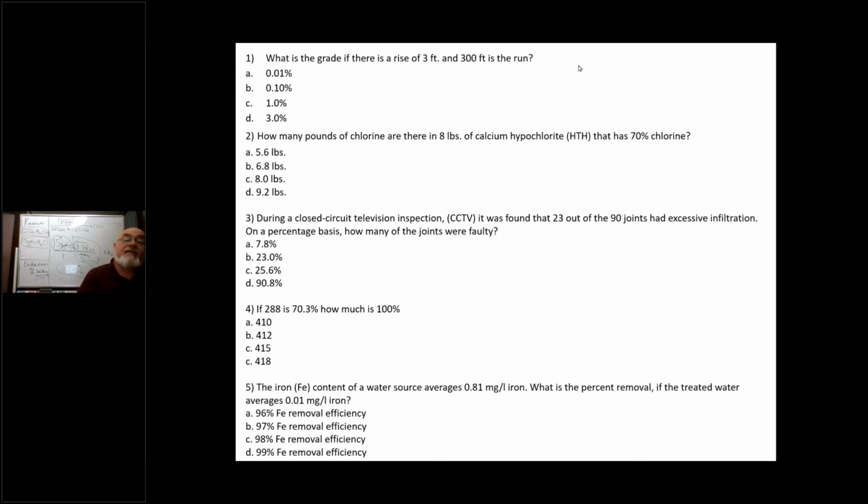All right, so let's hit the next one. And this speaks to the comparison between pure chlorine and calcium hypochlorite, also known as HTH.